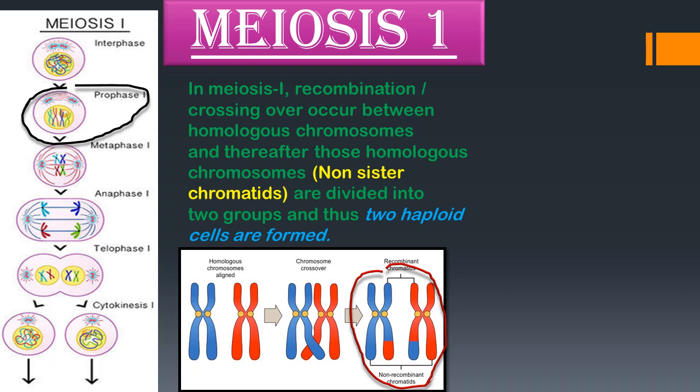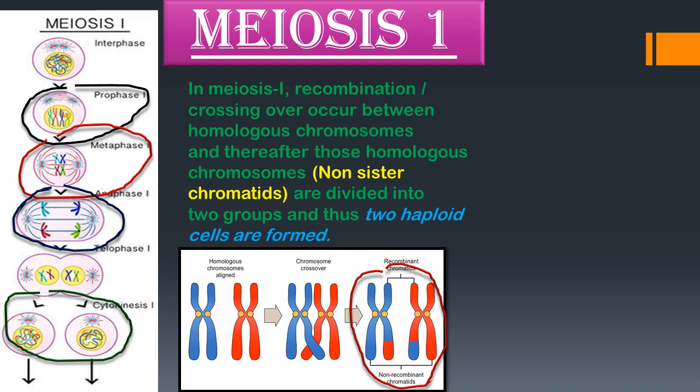Okay, so it takes place in prophase 1, and then in metaphase 1 they will arrange themselves along the equatorial plane. In anaphase 1, the chromosomes which are separated will be pulled apart from each other with the spindle fibers and centrioles. And in telophase 1, the two nuclei will divide with the genetic material.